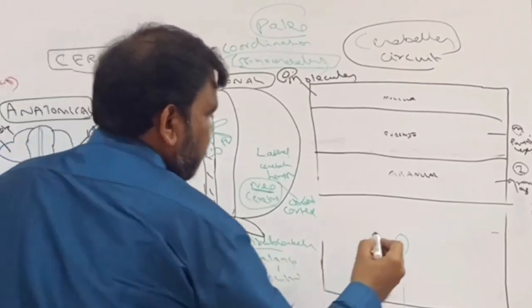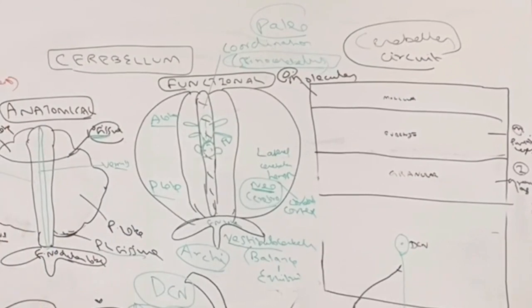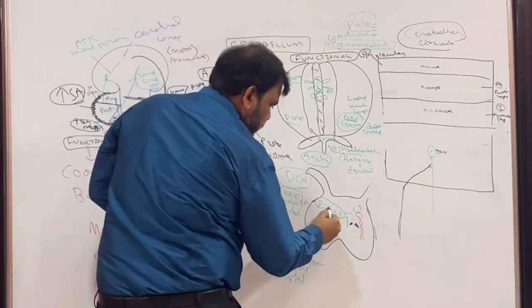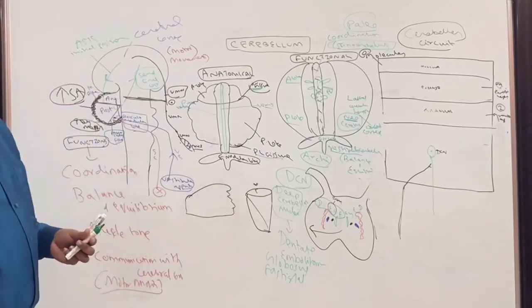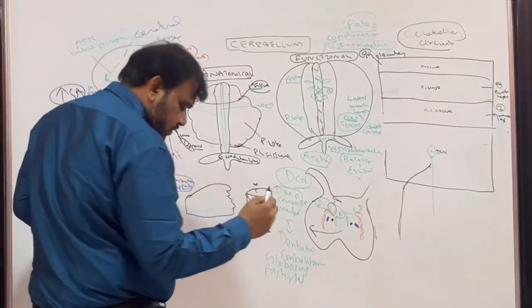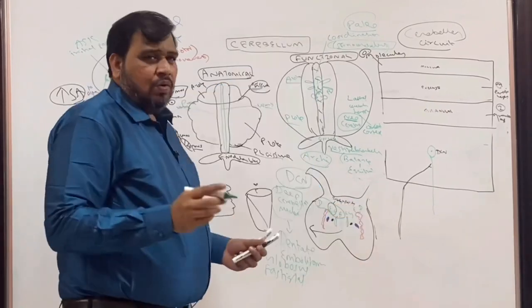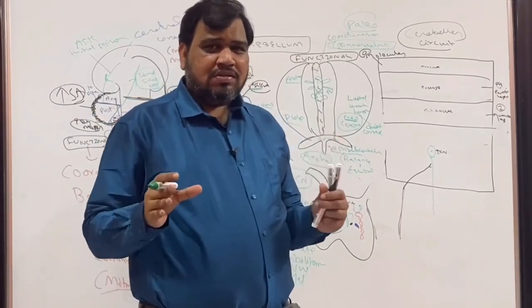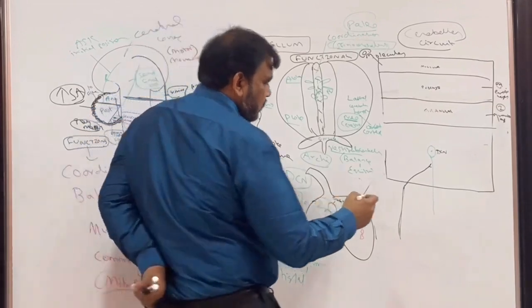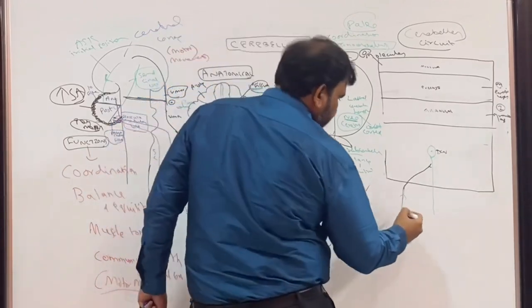Now this is the deep cerebellar nuclei we are discussing: dentate, globosus, emboliformis, fastigial. Emboliformis and globosus together are called the nucleus interpositus. Now this is a little bit difficult, so you have to concentrate. I am going to tell about the cerebellar circuit. Two fibers usually come in. This one is called climbing fibers.